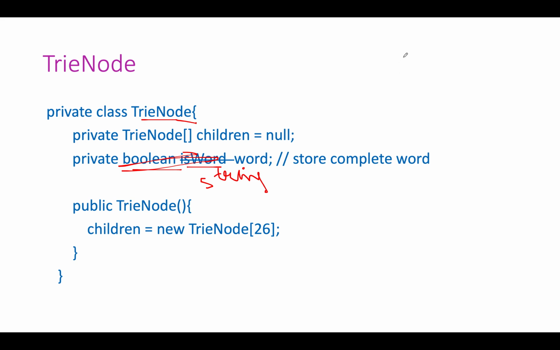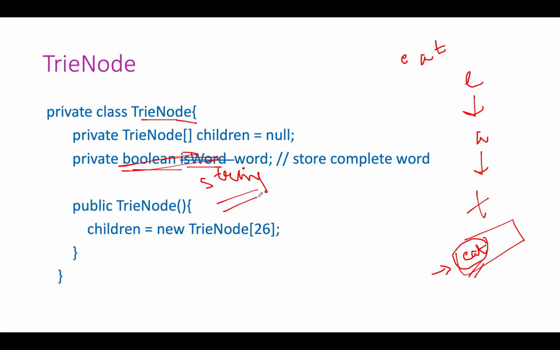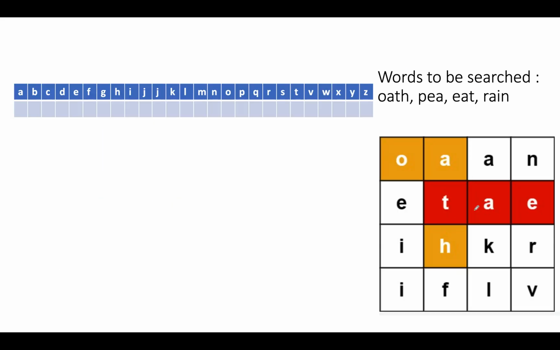For example, let's assume the word is EAT. So how would the trie node be formed? We'll have E pointing to A, A pointing to T, and at T we will store the complete word EAT instead of the isLeaf or isWord boolean flag, so that we know that this is the termination of the word and we also have the word in place. This is the advantage that storing the string at the terminal position will give us, that we don't need to keep track of what was the word that we iterated over. Now let's look at the solution.